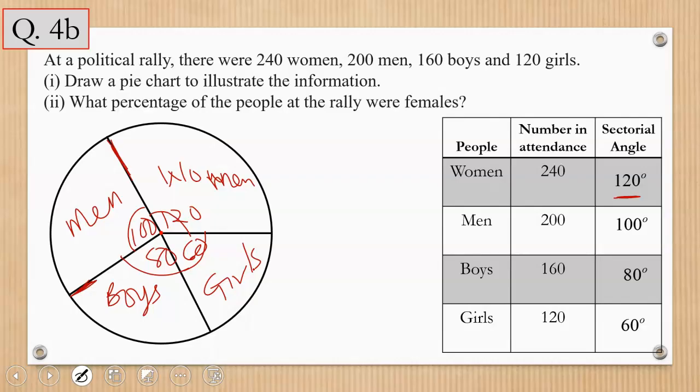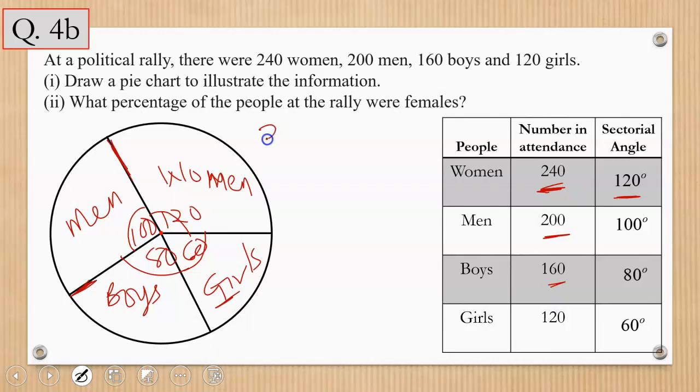Our next question says, what percentage of people at the rally were females? And to know the females, we are looking at all women and all girls put together, which will give us the number of females. We can use two methods in solving this. Either we use their total number, or we can use their sectorial angles. Let's try the two.